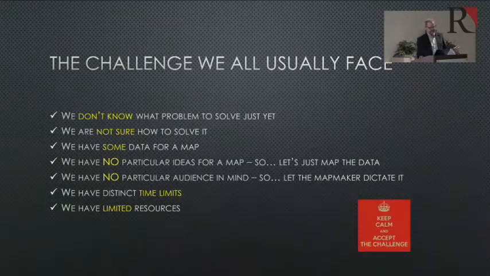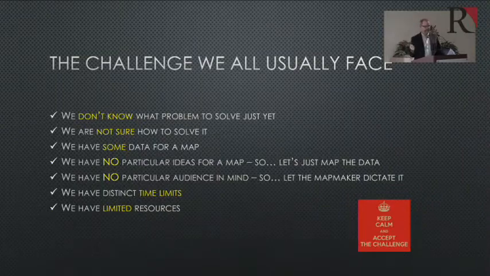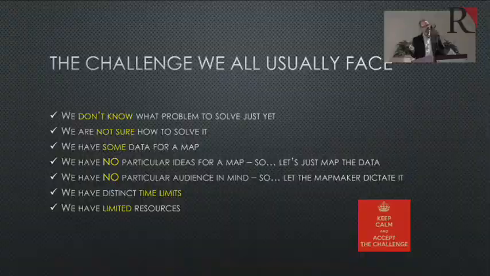And then there's the reality. We don't know what problem we're supposed to solve just yet. We're not sure how we're going to solve that problem. Vision zero. Zero bicycle accidents, right? Zero fatalities from bicycle accidents. Big popular thing, big goal. We're not sure how to solve it. We have some data for a map. In the case of bike accidents, you might have data about where the accidents occurred. What do you not have?